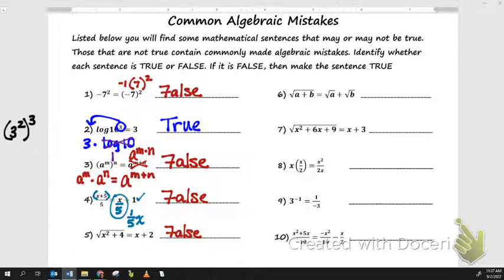So the problem with number 5, and the reason that that one is false, is that my square root is technically a power. Square roots are the same thing as a 1/2 power. So when I think about my order of operations, underneath that radical, we have addition and subtraction. Exponents do not distribute over addition and subtraction.